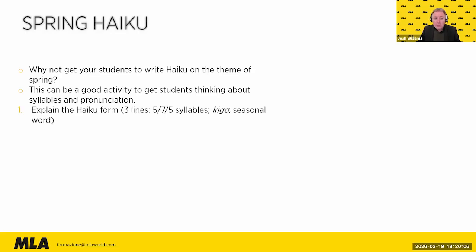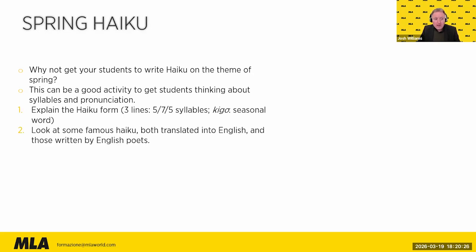So what you could do is explain this haiku form. The most important things, obviously, that it's 3 lines, that it has 5 and then 7 and then 5 syllables, and that they need to put in this seasonal word. Again, it doesn't necessarily have to be the name of a season, but something that evokes which season it's placed in.